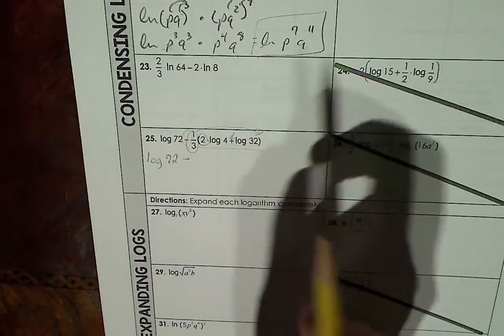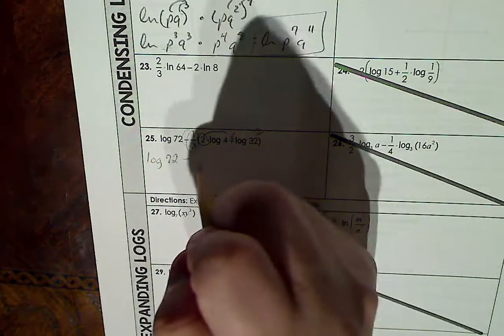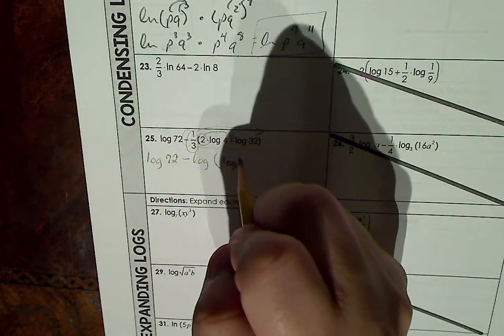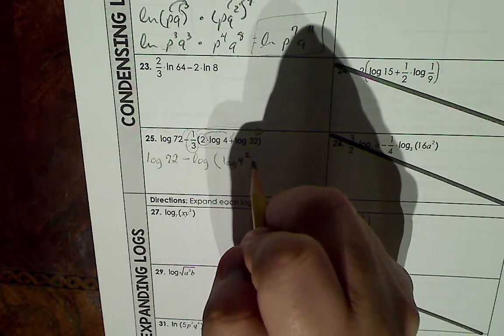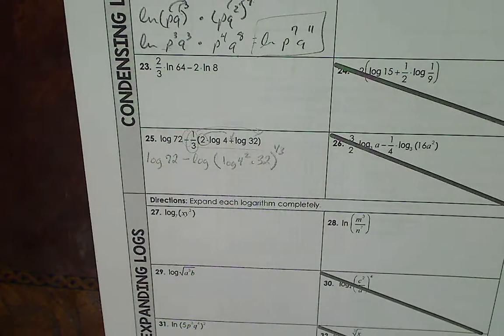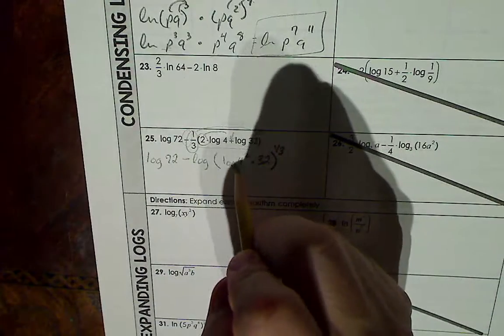I'm going to fix this right side first. So this will go here. Okay, so here's what I'm going to do. Log, parentheses, log 4 squared times 32 to the 1/3 power, kind of like that. So what's 16 times 32? I can do that. 16 times 32 is 512. So this is going to become 512 in here.